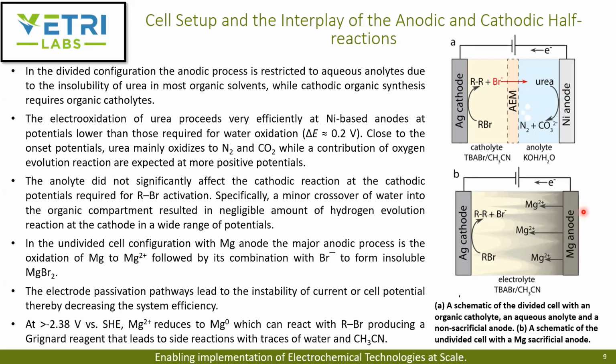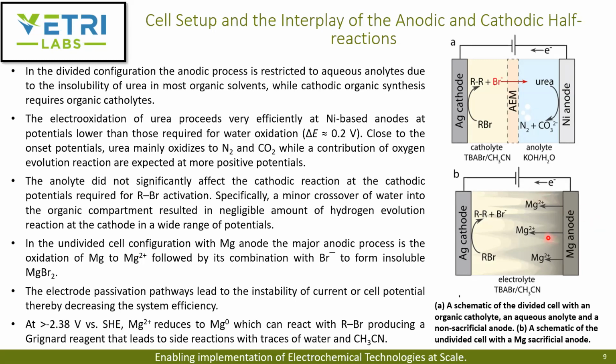But in the undivided cell configuration with the magnesium anode, the major anodic process is oxidation of magnesium to magnesium 2 plus, followed by its combination with bromide to form an insoluble salt. This salt can either remain on the surface of the anode and block its active sites, or depart from the anode in the form of small particles into the bulk electrolyte, which ultimately precipitates at the bottom of the cell or on the cathode, which can alter the overall performance of the cell. Those two electrode passivation pathways can lead to instability of your current or cell potential. So overall, it will decrease your system efficiency.